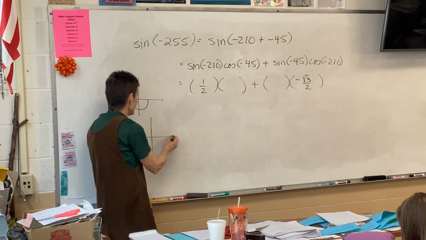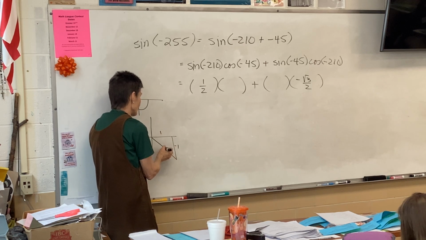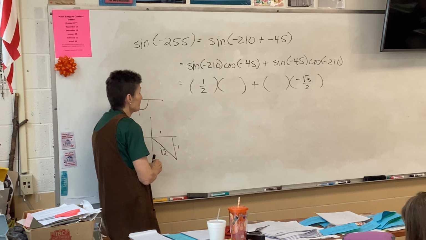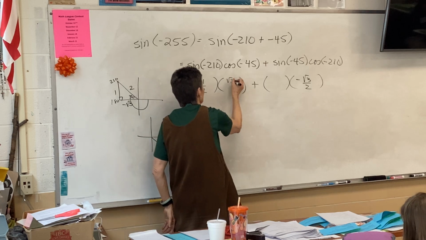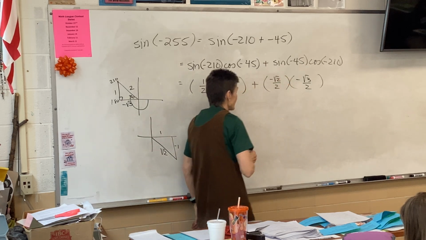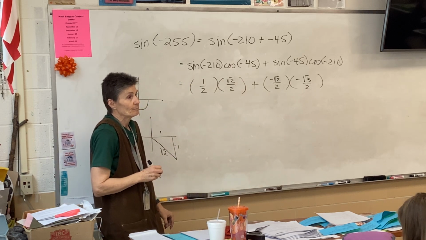And then negative 45 is going to be the same root 2 over 2, except the sign is negative. So cosine is root 2 over 2, and sine is negative root 2 over 2. Now let me stop there and make sure everybody is keeping up.